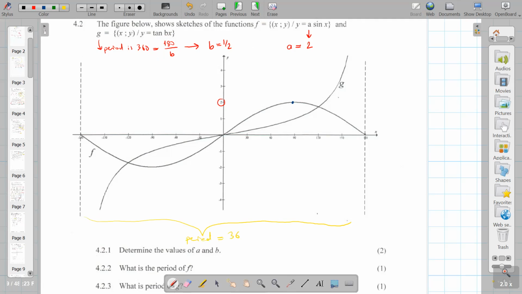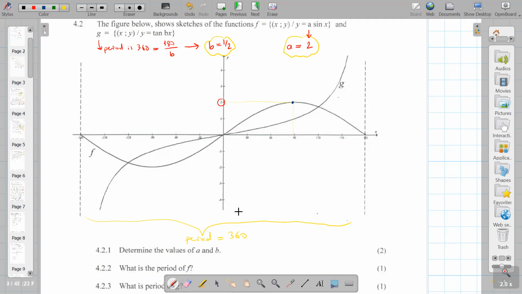Which is supposed to be 180, but it's 360. The way of finding the period is the original one divided by the coefficient of x, the coefficient of the angle. The coefficient of angle is b, so 180 over b must be 360. That's how we get b. And finding a is basically just this: at 90, sine 90 is supposed to be 1, but it gives me 2. How can it give me 2? Because it is multiplied by 2, so a is 2.